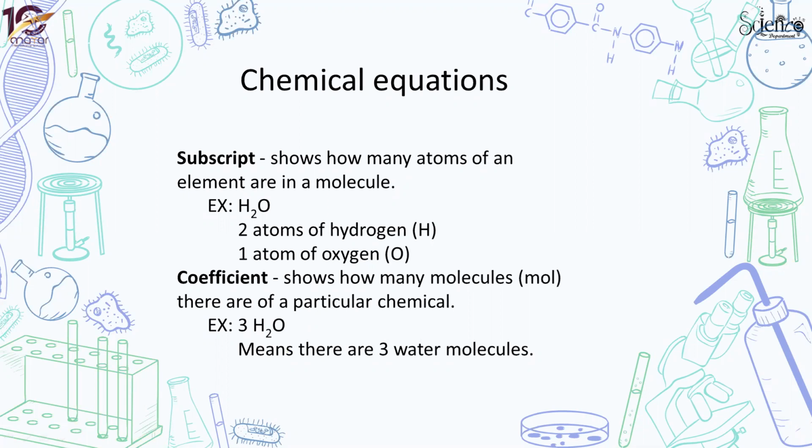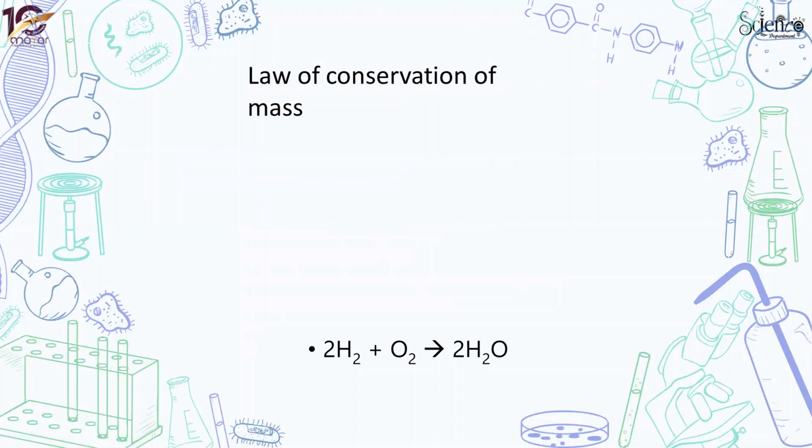We're going to practice this more. So subscript: number of atoms within the compound. Coefficient: it shows the number of molecules, or the number of atoms also if I have an element. Okay.